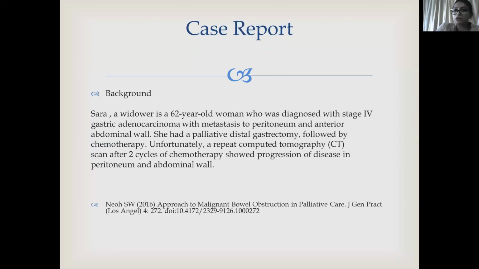So I will be going through this case report. This is the story of Sarah, and I will be going through this. This was taken from a journal article. It is a case report that was given. Just after our session, we will come back to this case report, okay?